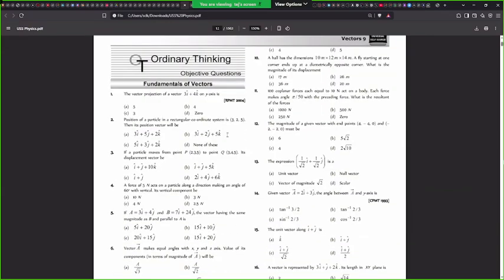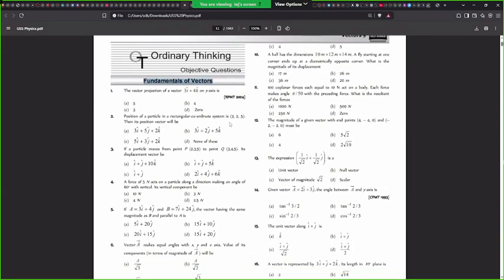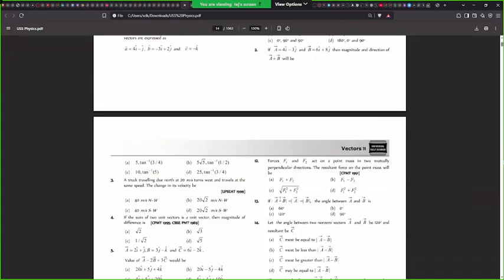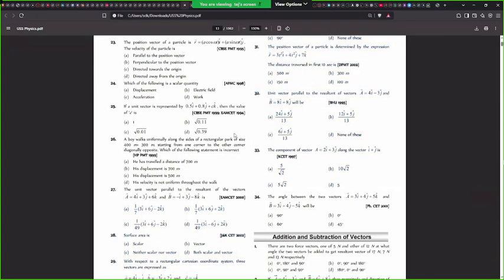Next, when you're trying to solve ordinary thinking, see the pattern here. First, they talk about one topic, and in this concept called fundamentals of vectors alone, you have around 30 to 35 questions. Should you solve each and everything? 100% no. Now let's say you're writing CET. CET questions you will not ignore at all. I am not trying to tell you that you will only solve those.